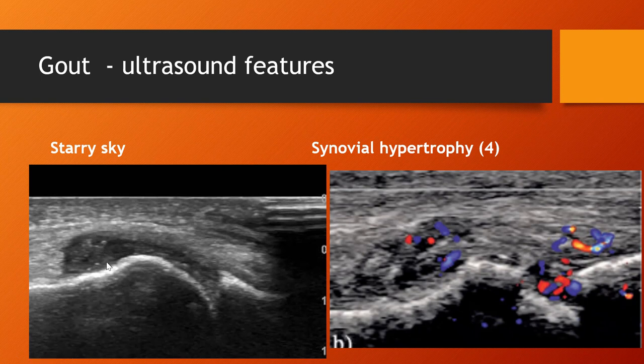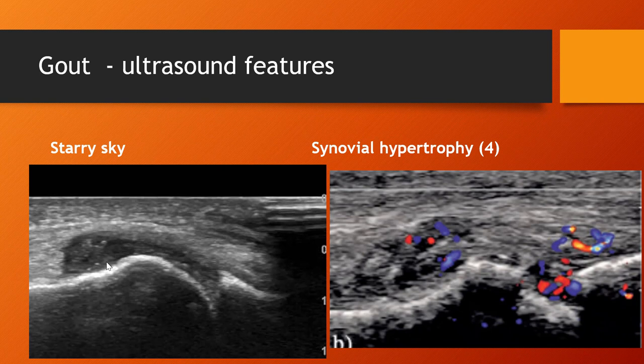Normal joints are going to at times show tiny little echogenic dots, and they may just represent gas bubbles, which is proposed to be nitrogen. So gout could just look like debris as well. A post-traumatic hemarthrosis, when there's blood in the joint, may mimic gout, so the clinical history is very important.